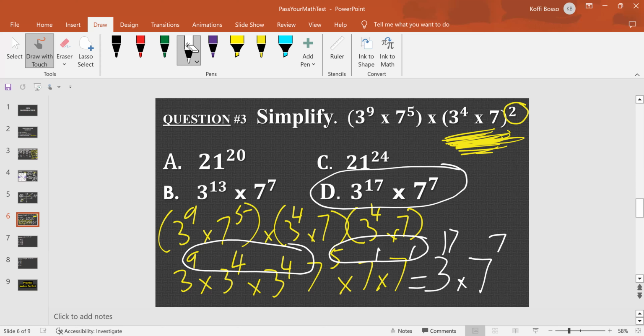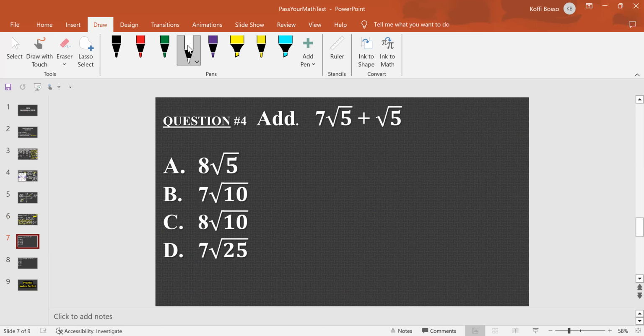So we have to understand that we add the powers when the base is the same. The base here is 3, 3, 3. The base on the other side is 7, 7, 7. So same base, we can add the powers. But if the bases are not the same, we cannot add the powers. So it's not to multiply the base, but to keep the base and add the powers when the bases are the same.